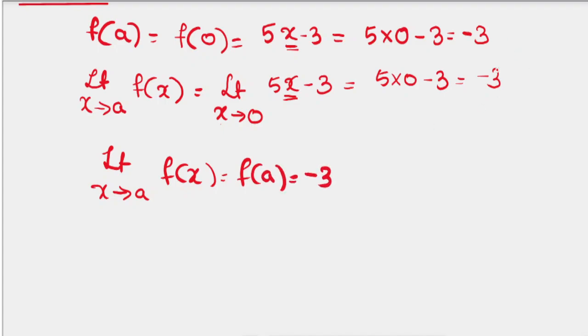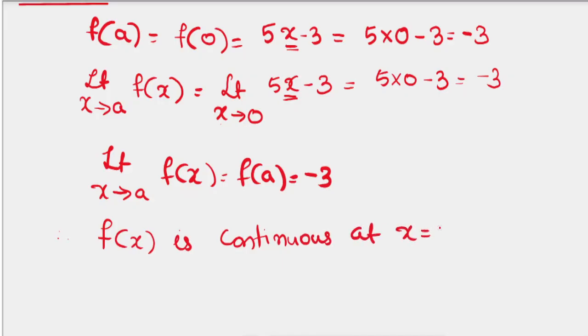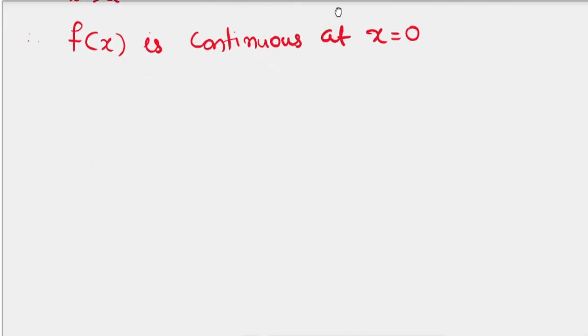Okay, in both these cases we get it as equal. Therefore the function f of x is continuous at x equals 0. Okay. Now we'll see the second point, which is x equals minus 3, at x equals minus 3.